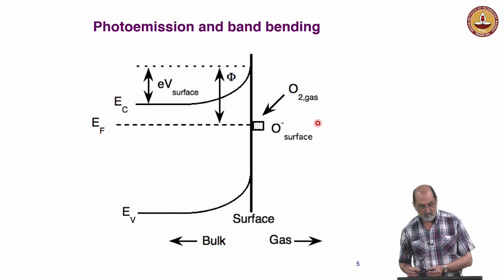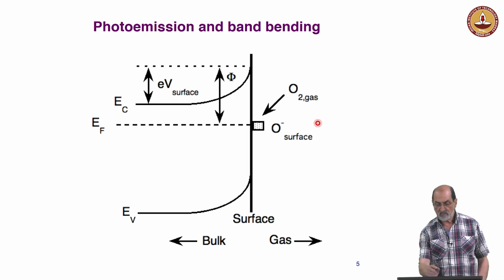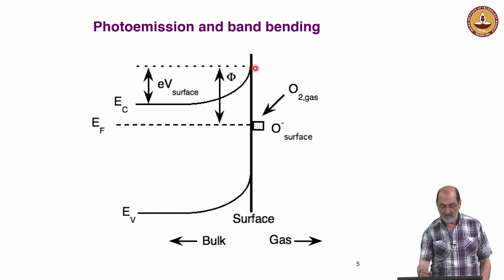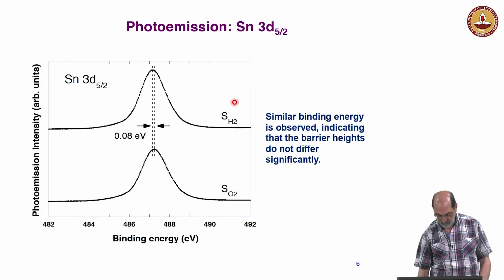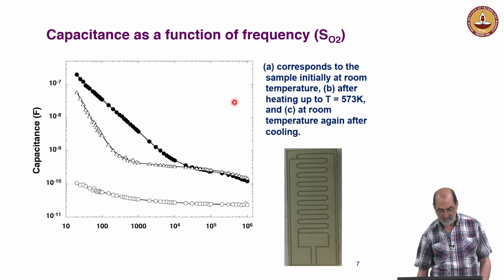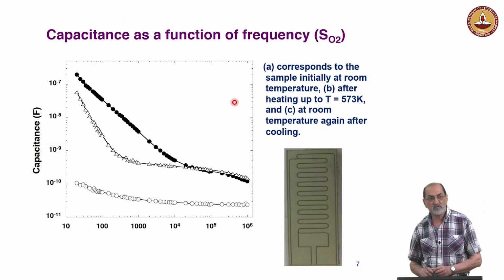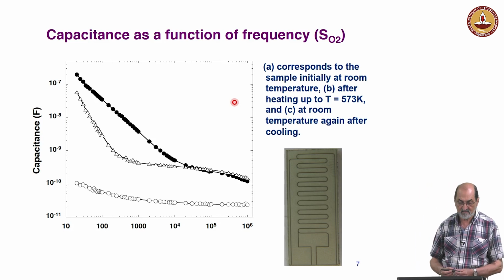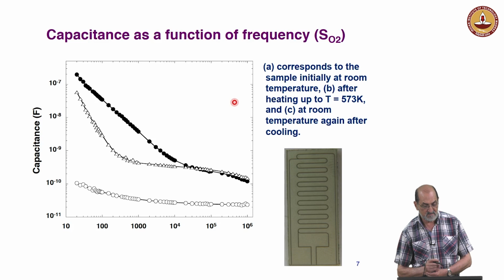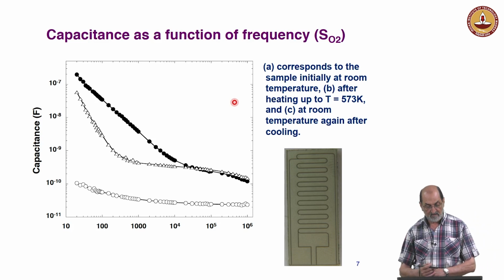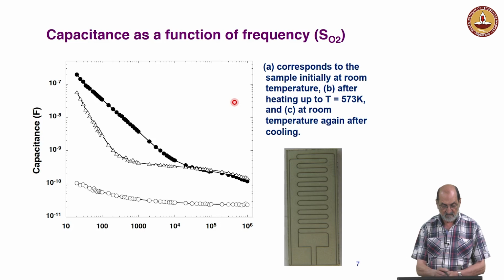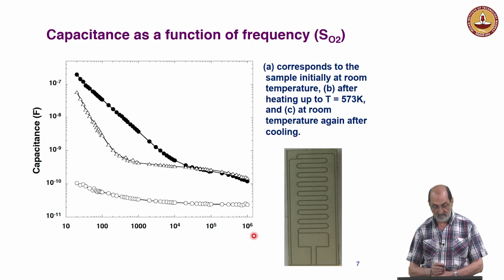So we have measured band bending directly from photoemission. Again, the same picture. The barrier height is the same, but what we have changed is the width of it, through these measurements. Now I'm going to add another piece of evidence, which is the capacitance. As a function of frequency, how does the capacitance of the sample behave?